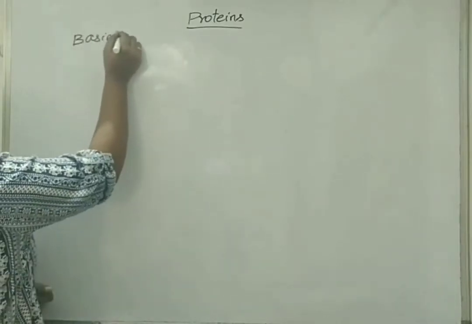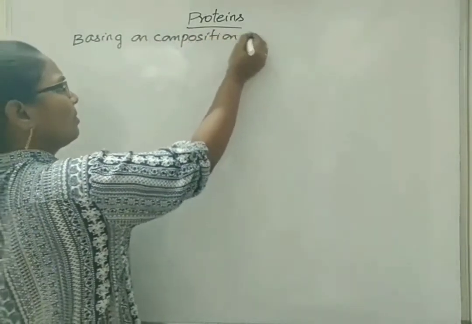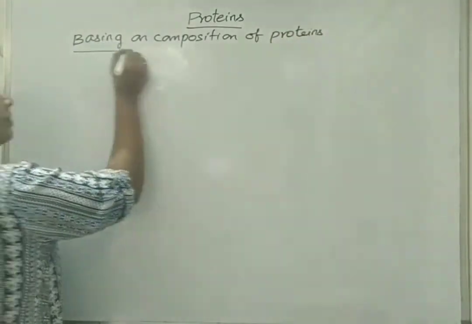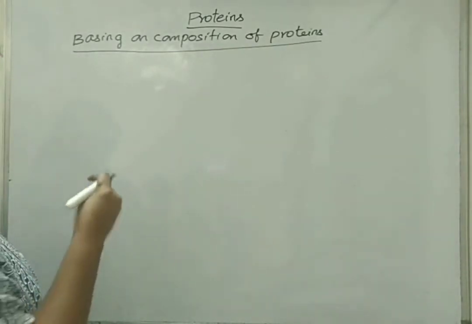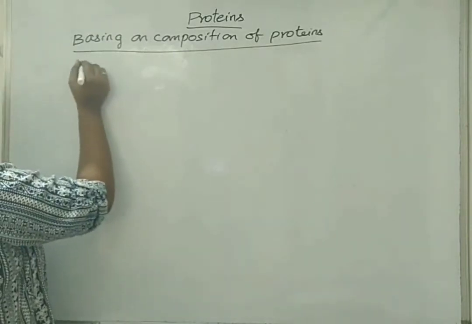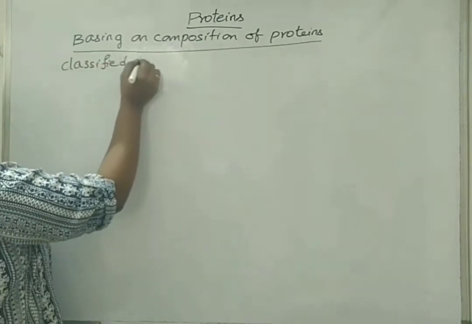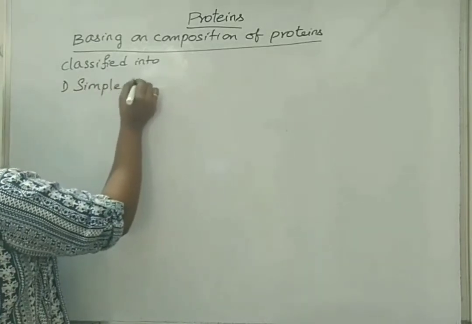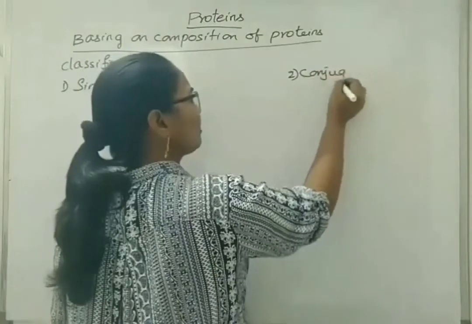Now, based on the composition of protein. Again, proteins are of different types. I am not telling their number and all that here. We are seeing the types. Proteins are classified into, first, simple proteins. Second, conjugated proteins.